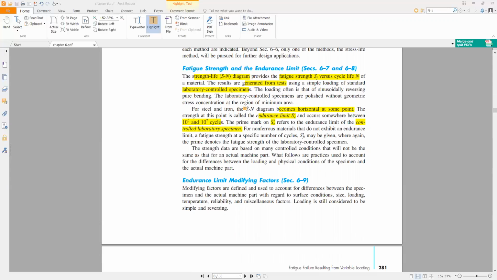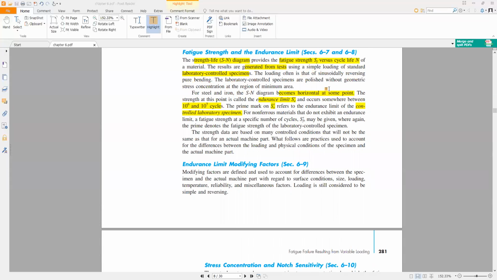We want to find out what the condition is. In the S-N curve, we will find that after some number of life cycles, the S becomes horizontal at some point. This line is what we call the endurance limit, Se prime. It happens at 10 to the power of 6 or 10 to the power of 7 cycles. So Se prime is the endurance limit.